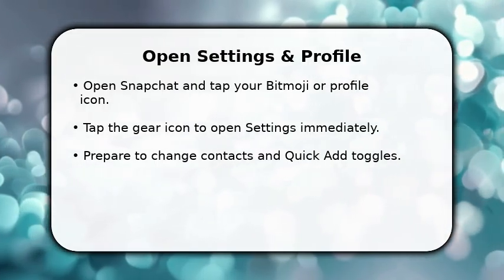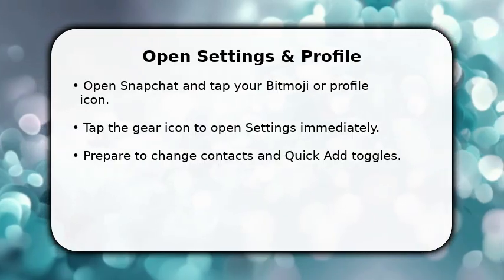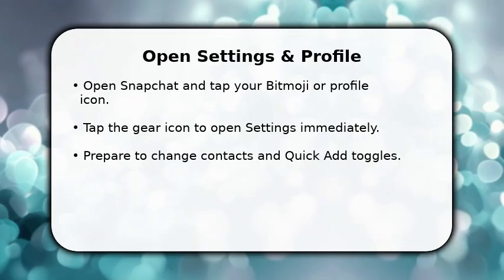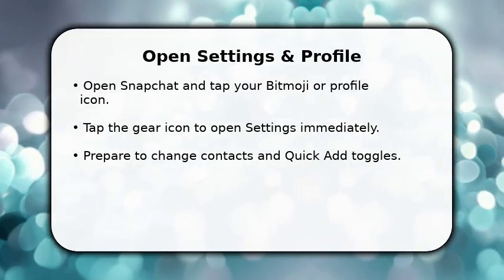Make sure your phone is nearby. You may need to leave the app and change system permissions. Now locate See Me in Quick Add and Contacts. These are the first switches you'll flip to stop Find Friends.